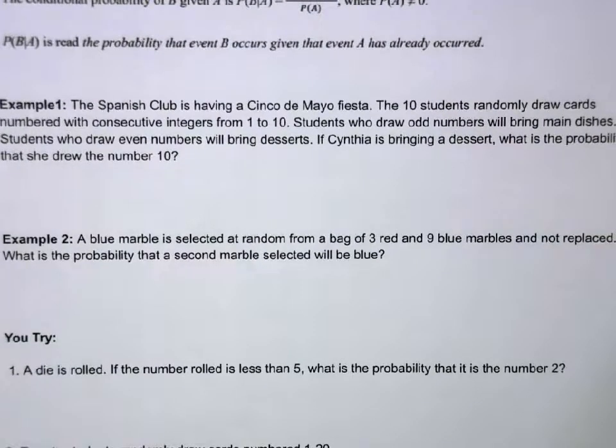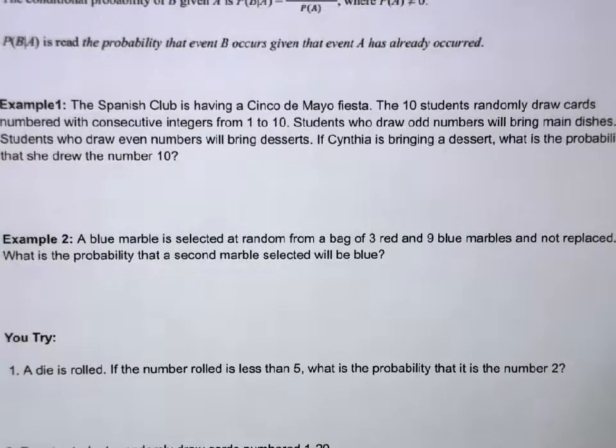The Spanish club is having a Cinco de Mayo fiesta. The 10 kids randomly draw cards numbered with consecutive numbers from 1 to 10. Kids who draw an odd number will bring main dishes. Students who draw even numbers will bring desserts. If Cynthia is bringing dessert, what is the probability that she drew the number 10?